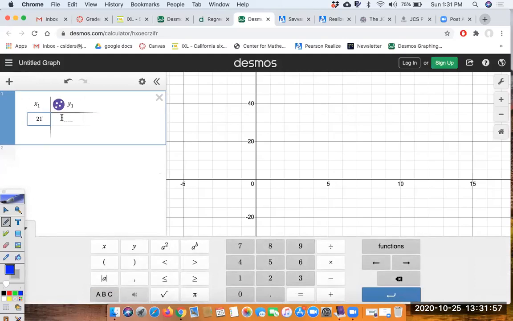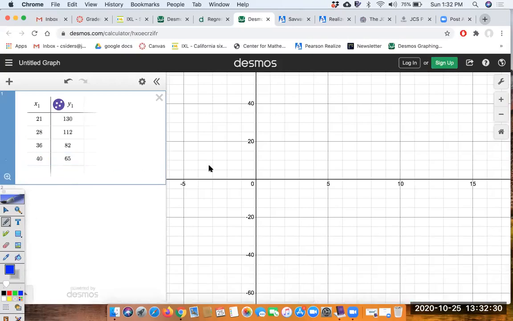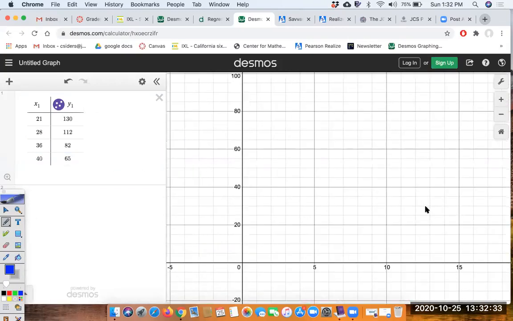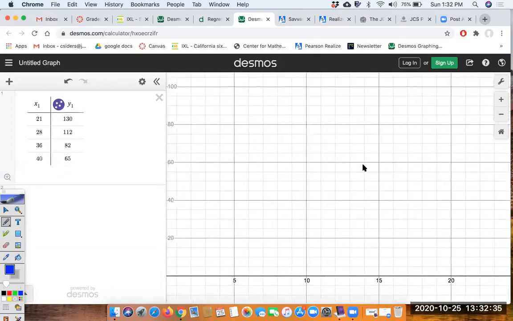So I'm going to put in the numbers we just used on our last problem to make a scatter plot. You just type them and click enter and it just moves the cursor automatically. I don't know what I hit, return, 112, 36. Oh, I just click on it. That's what I'm doing. 82, 40, and 65. So now my graph is probably pretty high up there. Where did it go?